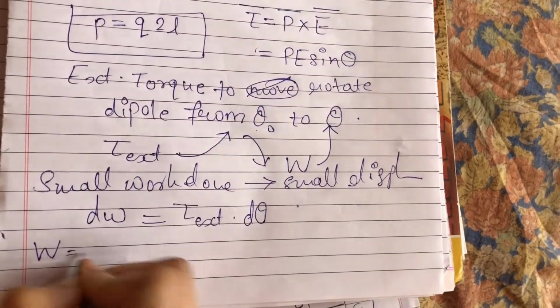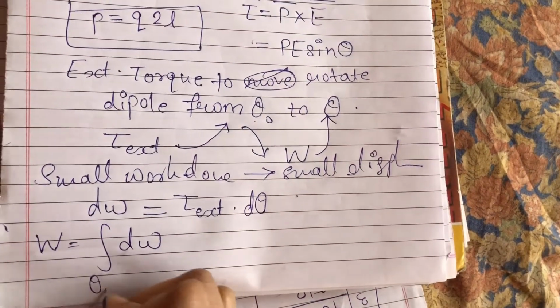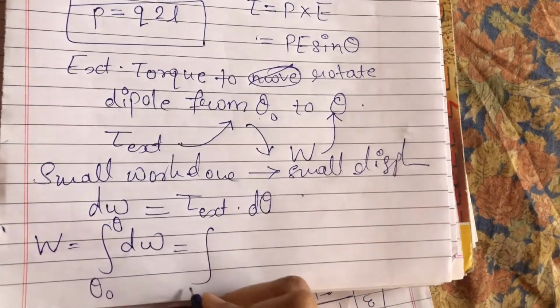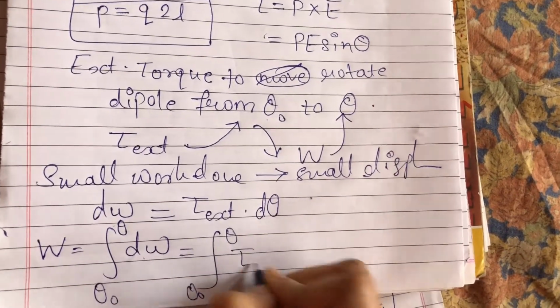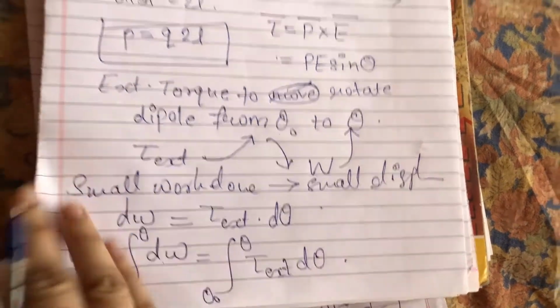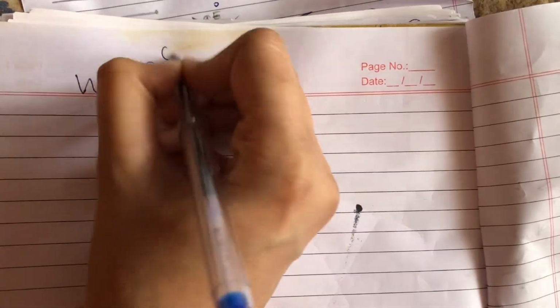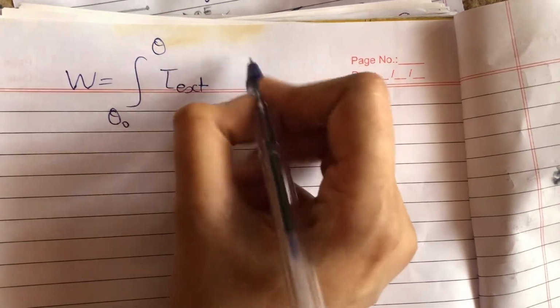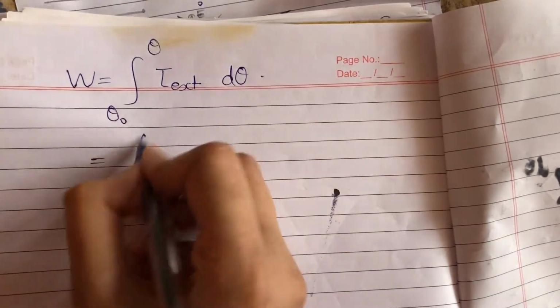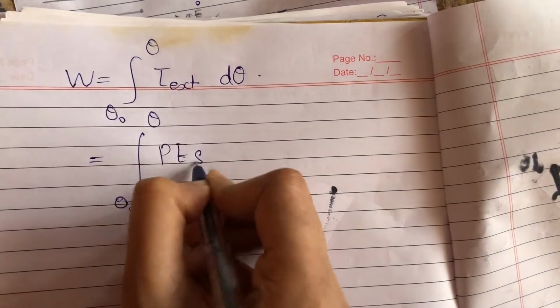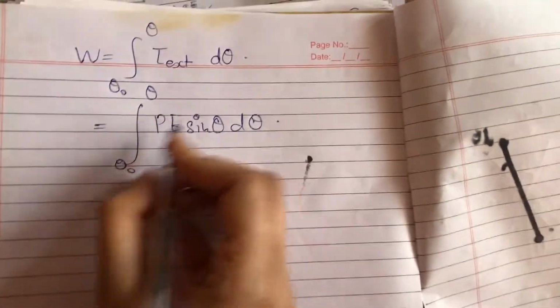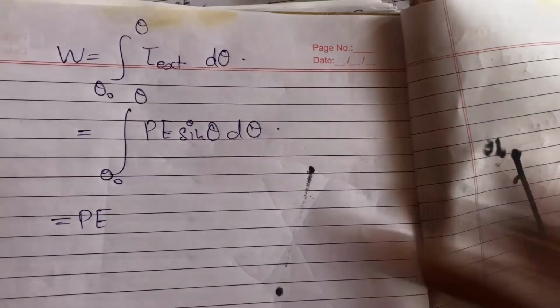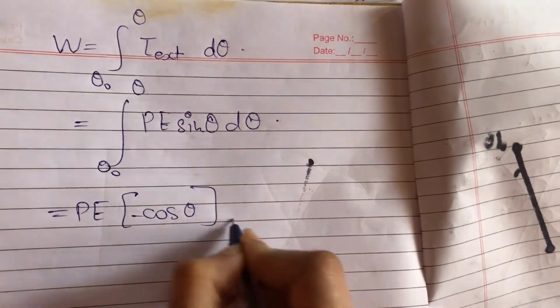To find the total work done, we will integrate the small work done, from theta naught to theta. Now it is easy. What is dW? It is the external torque into d theta. What is the formula of torque? PE sin theta. So the external torque is PE sin theta d theta. PE comes out of the integration. The integration of sin theta is minus cos theta, from theta naught to theta.